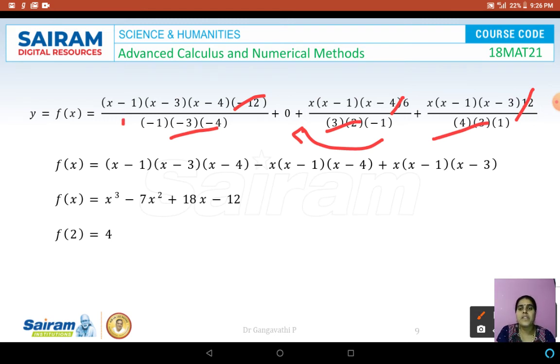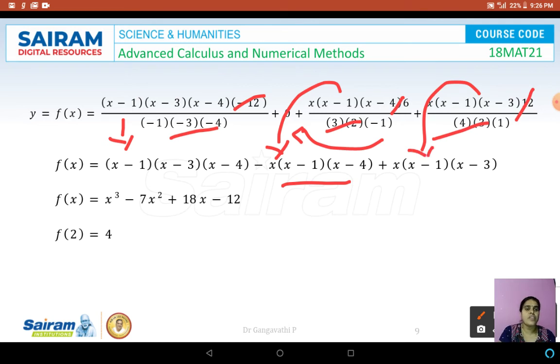From the first term, we have x minus 1 into x minus 3 into x minus 4. Second term is 0. And the third term is x into x minus 1. From this term, x into x minus 1 into x minus 4. And from here, we have x into x minus 1 into x minus 3. So now let us multiply these terms, and simplifying, grouping the cubic terms, square terms, x terms and the x to the power of 0 terms. This is the expansion we get.